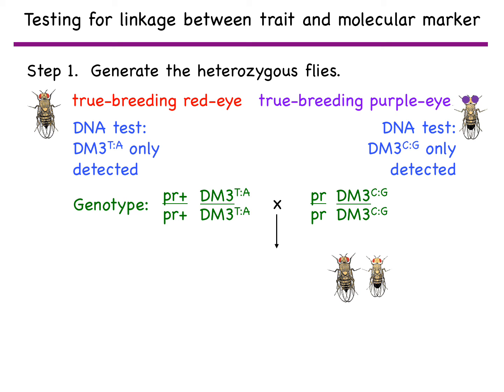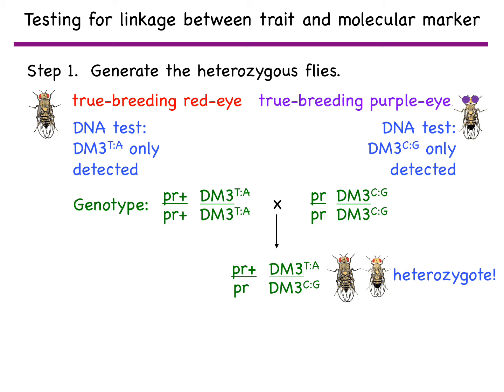Okay, so we cross these flies together and we generate the following offspring. And again, I'm not connecting the line here because we don't yet know if the DM3 allele is linked to the purple locus. But I am trying to illustrate the parental types here, right? Because the purple plus and DM3TA have to come from one of the parents. If they are linked, then one parental type is purple plus DM3TA, and the other parental type would be the recessive allele purple and the DM3CG allele. Okay, so this is our heterozygote.